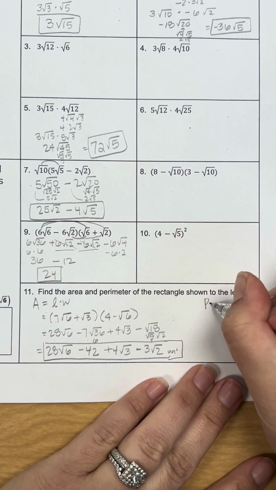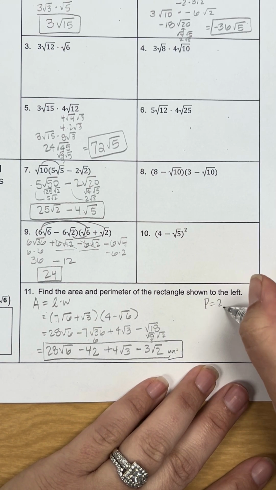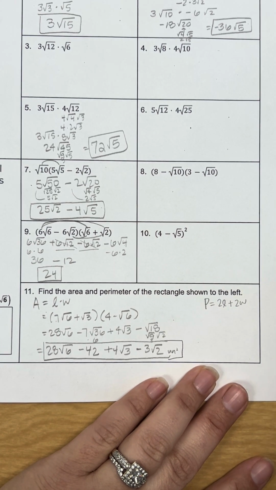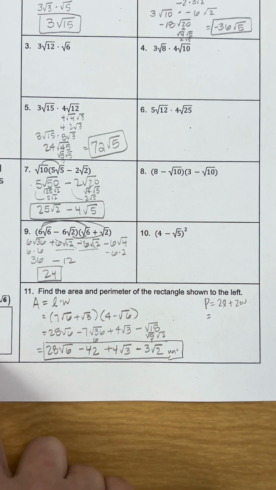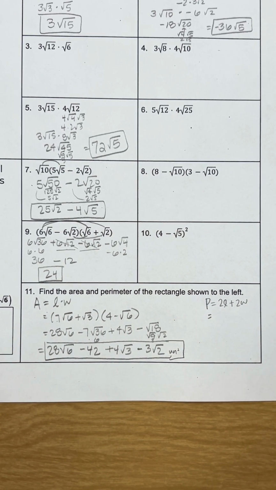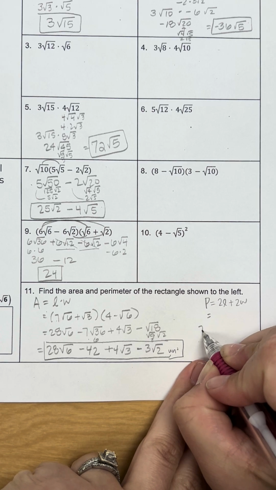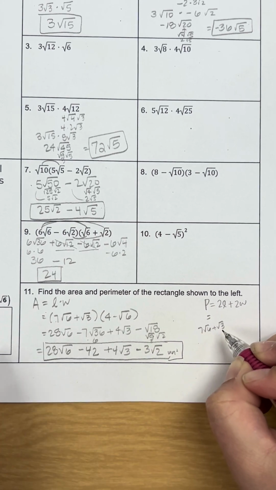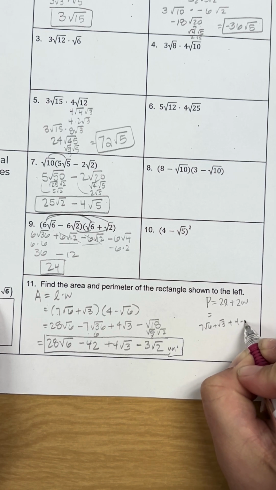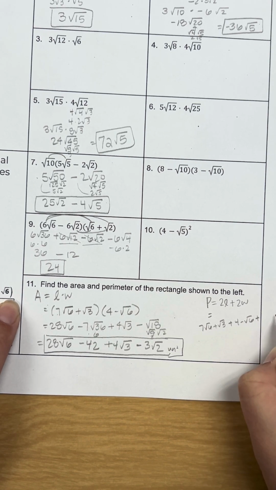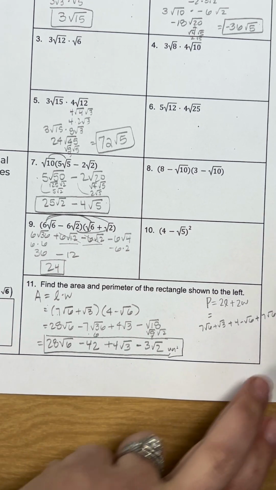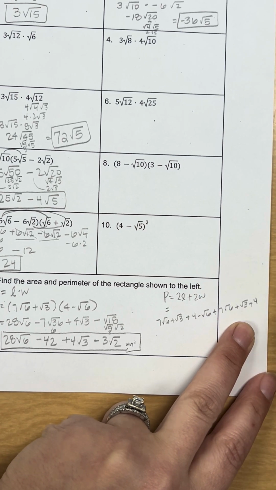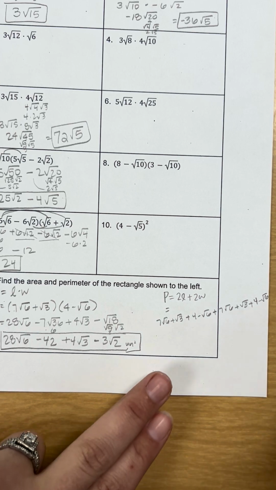For perimeter, remember you're adding up all the sides, or you're going to do 2 times the length plus 2 times the width. So I'm going to do either list out all these sides, or I'm going to list it as 2 times each of them. I personally think that listing them all out might actually be a little bit easier. So I'm going to do my 7 radical 6 plus radical 3, that's the left side, plus a 4 minus radical 6, that's the top, plus the right side is going to be 7 radical 6 plus radical 3, and then the bottom is going to be plus 4 minus radical 6.